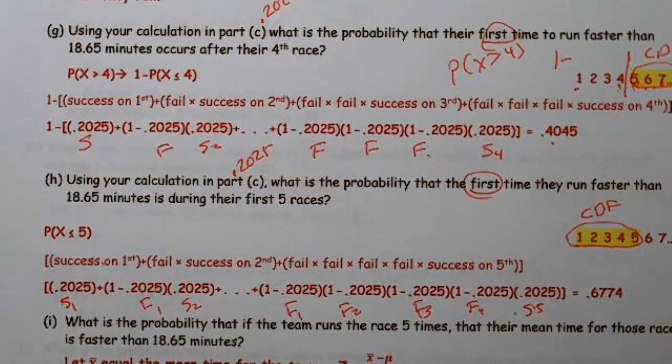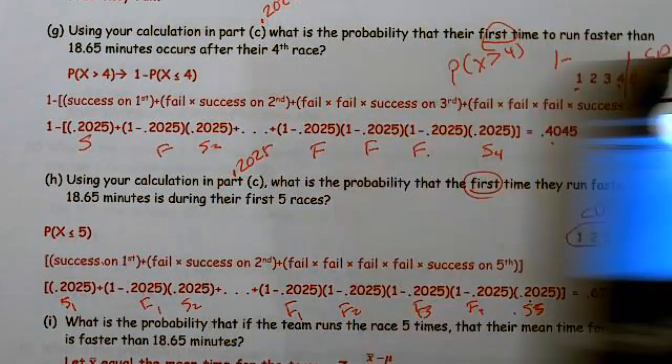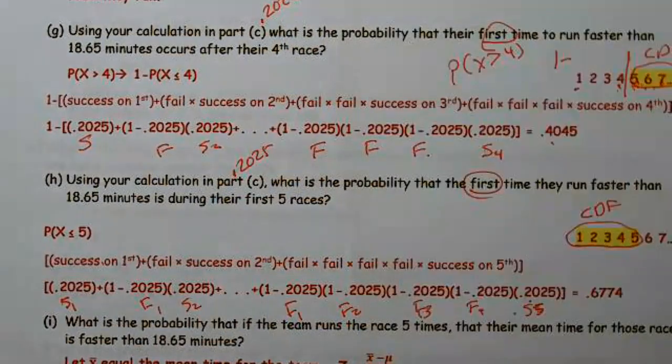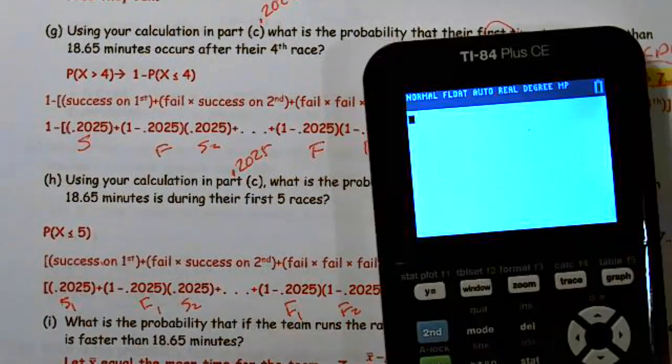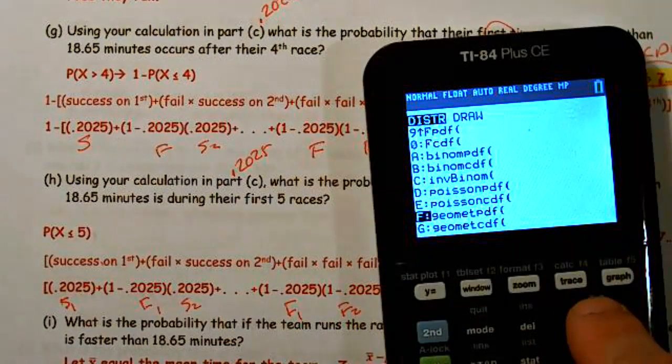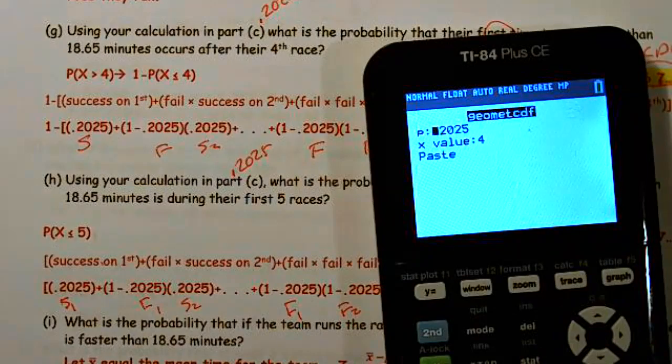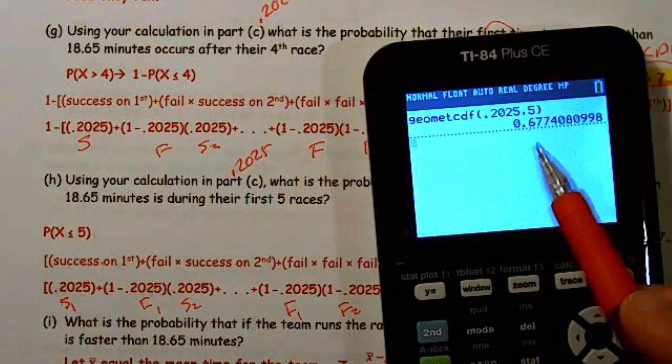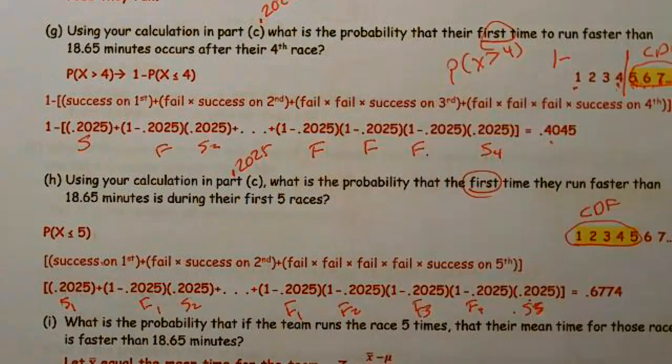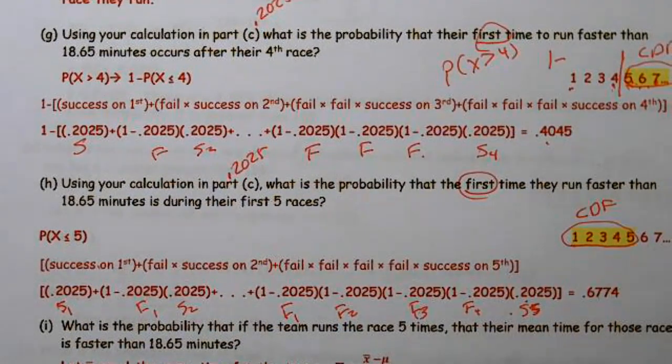Once again, that's kind of a lot of work. Yes, you can do this by hand, but the calculator is really friendly on this. Notice I'm not working with the upper right-hand part, so I don't need to do the 1 minus. So I can go second vars, geometric, multiple values is a CDF, and our X value is 5 in this case. And we end up getting 0.6774. So there's about a 68% chance that the first time they run faster than their fastest time would occur during their first 5 races.